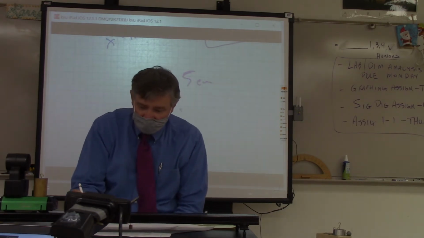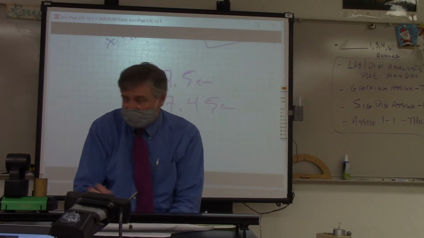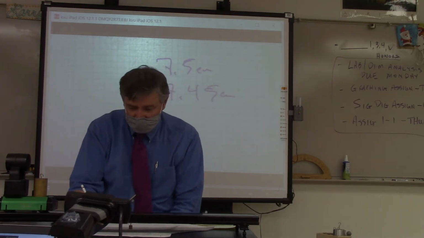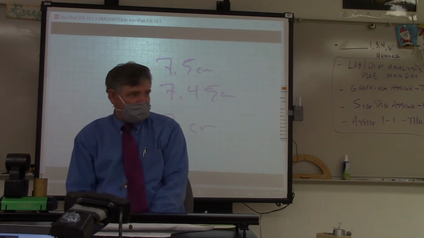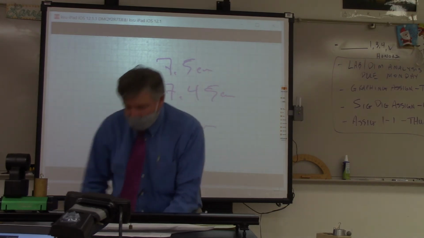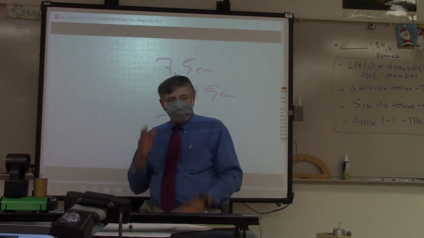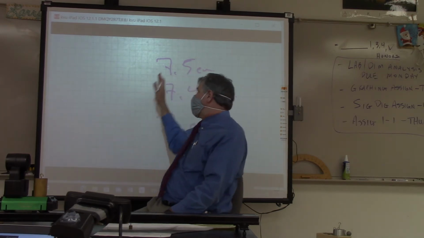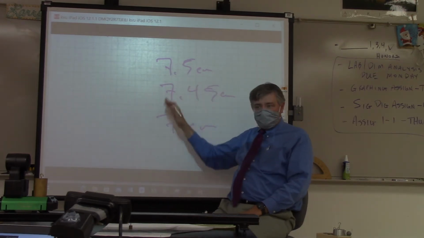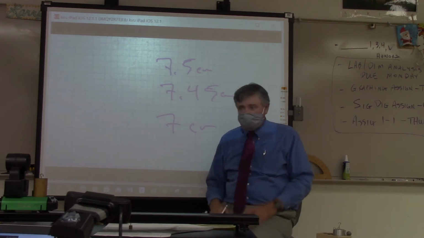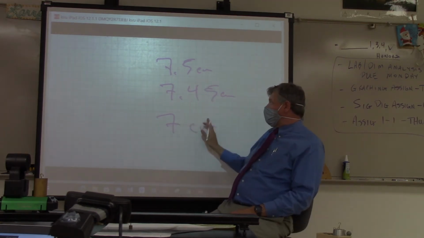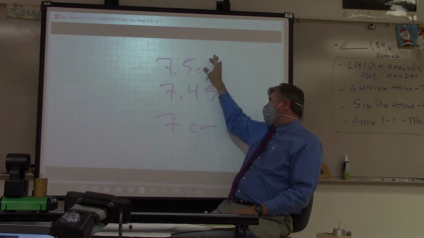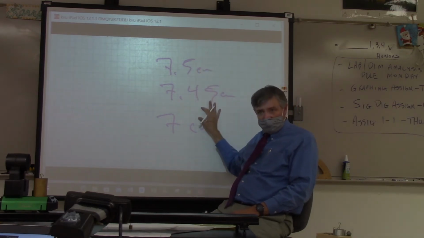Some of you even went like 7.45 centimeters. And some of you just went 7 centimeters, okay? So precision is basically determined by the number of decimal places that you have. It's the number of known values. So when you look at a measurement, what's always assumed is the last digit is like an estimate.